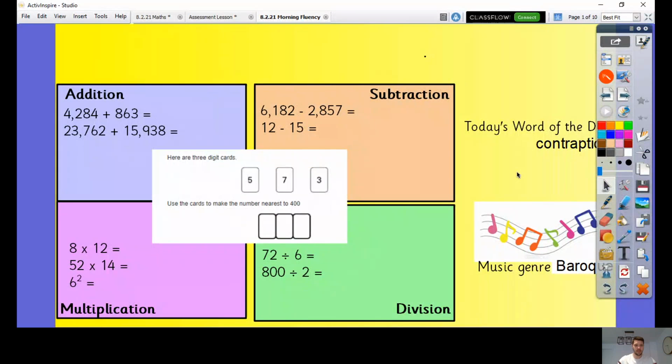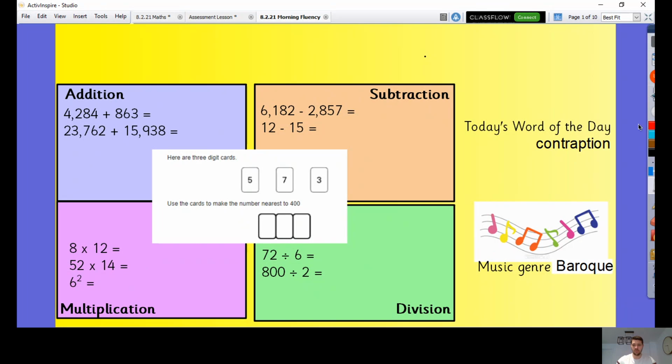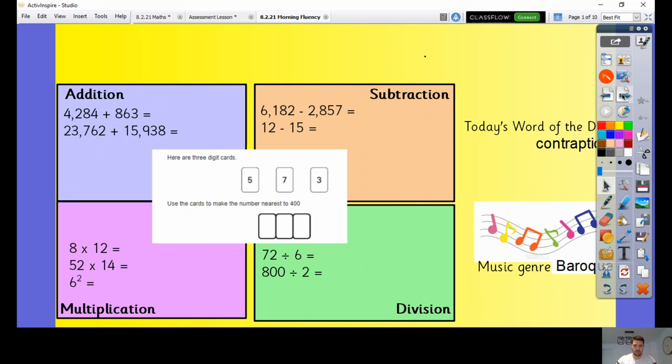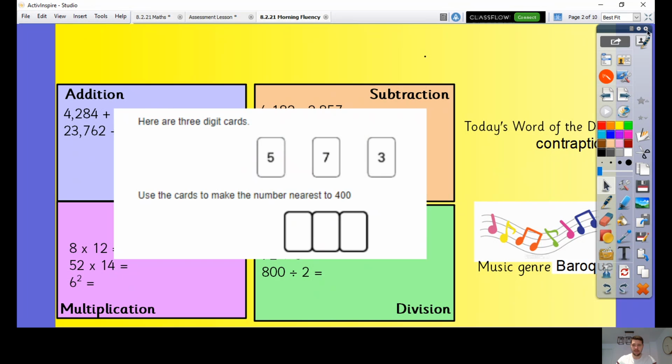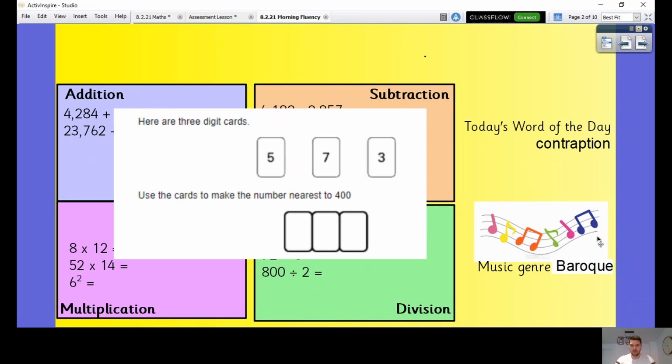So here are your questions. Your reasoning question, I'm just going to enlarge now. And today's word of the day is contraption. Contraption. So can you find out what that means and use it in a sentence? Find any synonyms and antonyms for contraption.